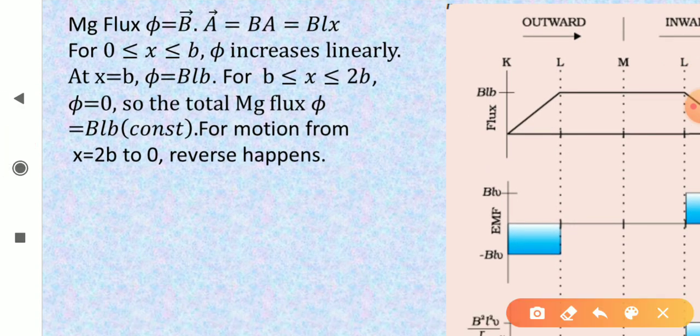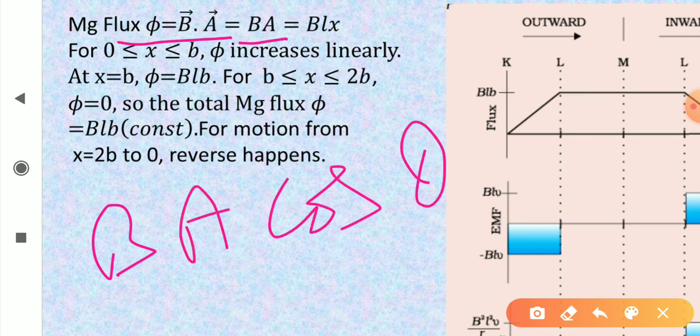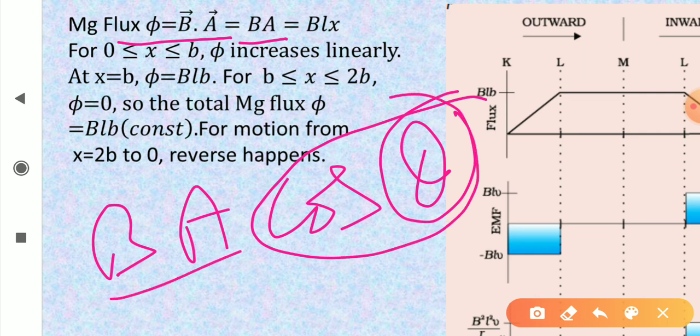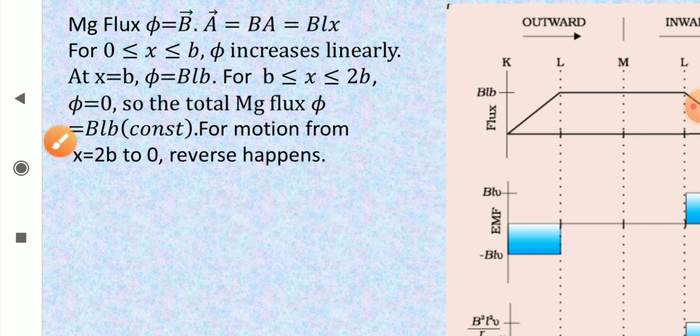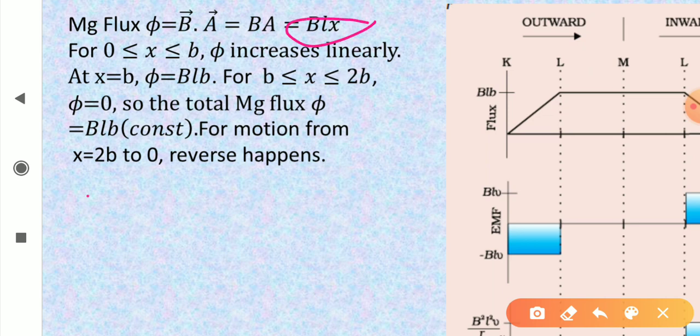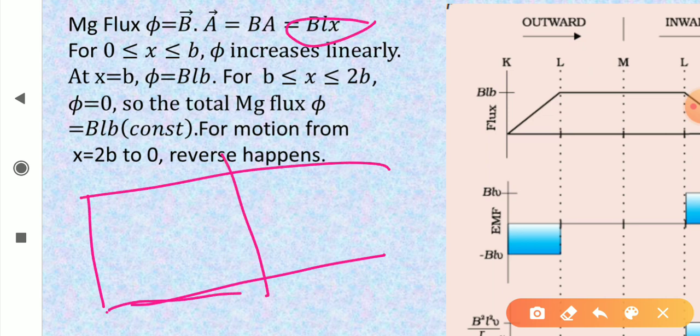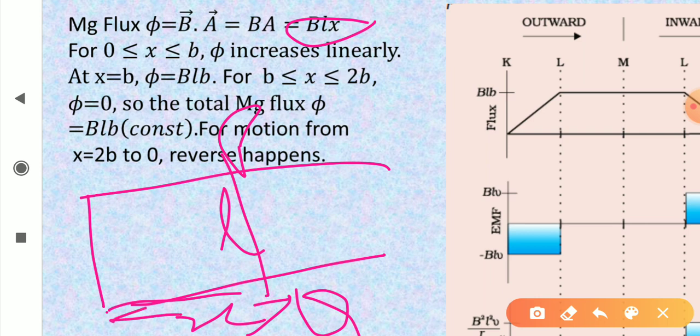Now see, the magnetic flux phi is equal to vector B dot vector A. This is the scalar product of area vector and magnetic field, and this is equal to BA, because the area vector and magnetic field are parallel in this case. You know that the scalar product is BA cos theta, and when theta is 0, cos theta becomes 1. So you get BA. Now the area of this rectangular loop is the length L of the PQ and the breadth x.